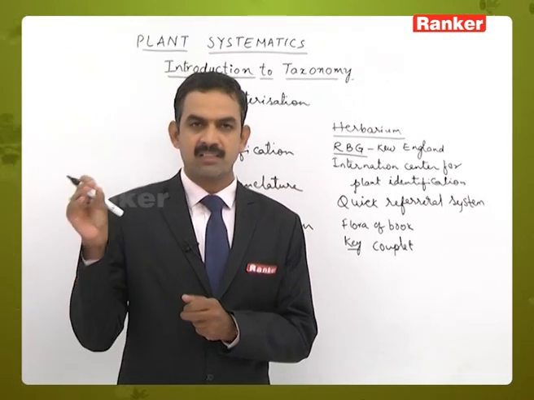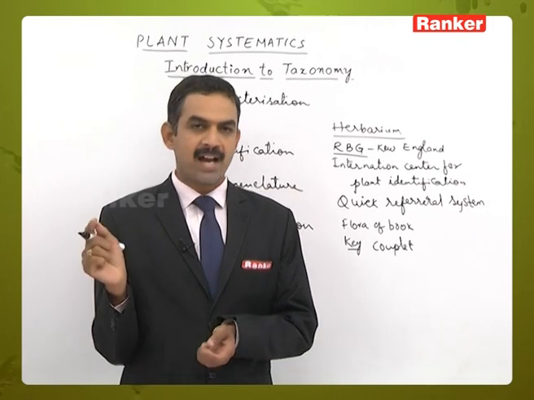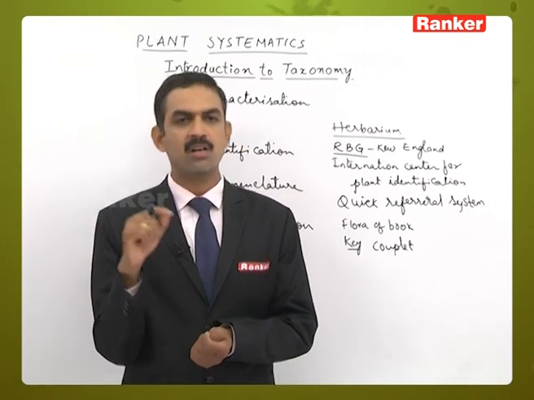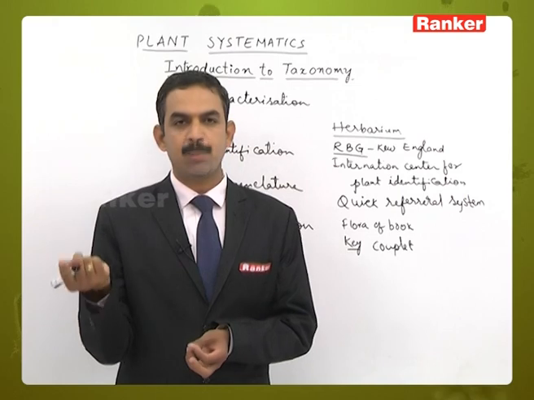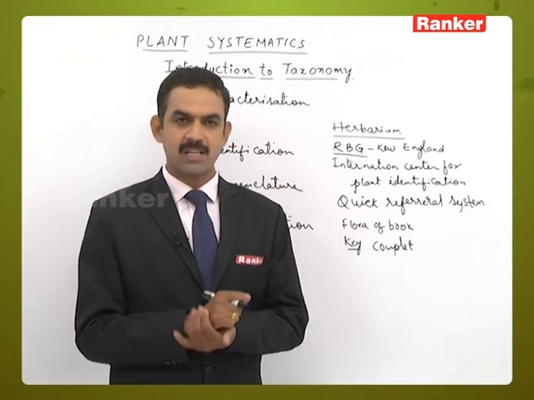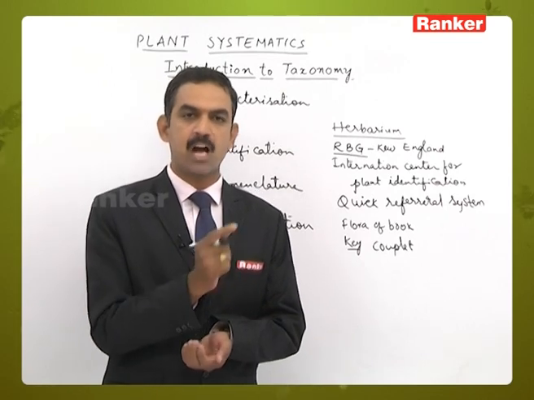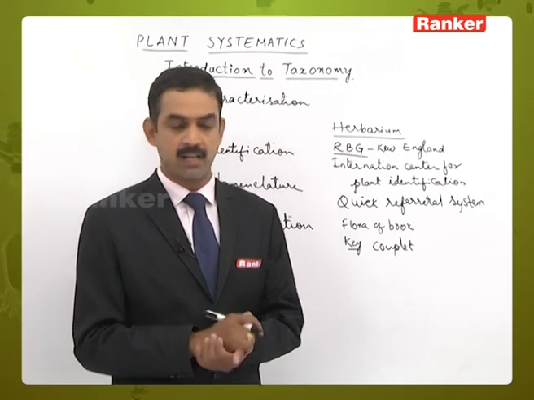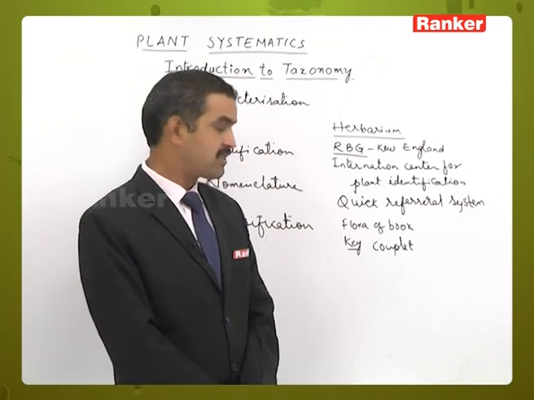So whatever plant the person has identified, that plant may contain either a taproot system or a fibrous root system. If the plant contains a taproot system, then the first character is exhibited by the plant, and the second character is contrasting, that is the opposite character, which is not shown by the plant. Likewise, every key contains a couplet.